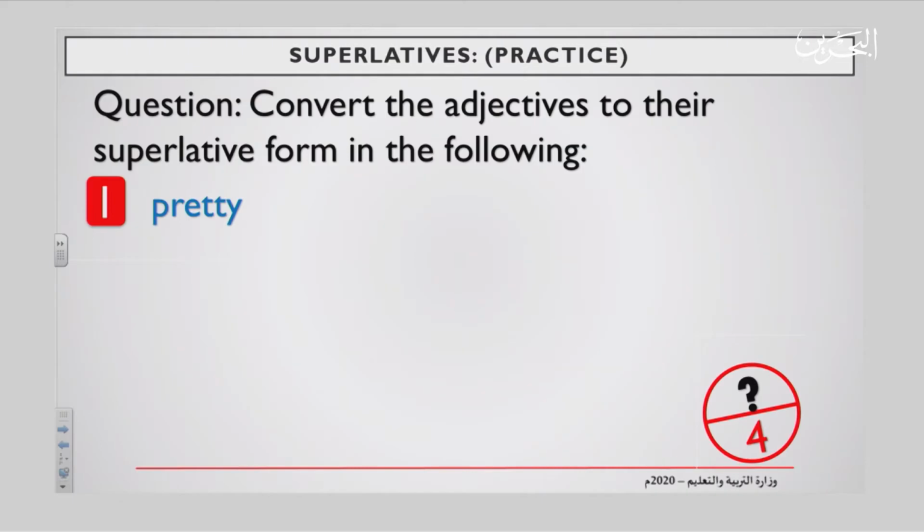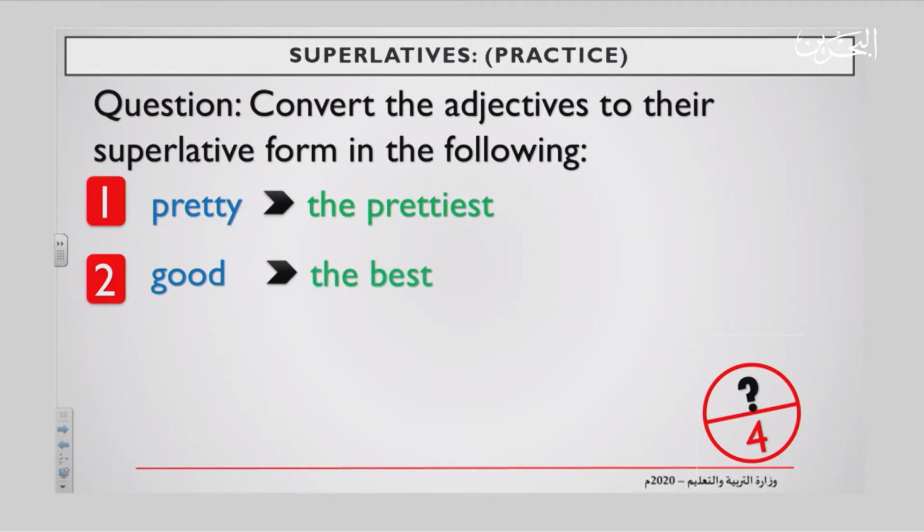Let's take a look. The answer is the prettiest. Pretty is a two-syllable adjective that ends in Y. That is why you have to cross out Y and add I. Number 2, good. All right, let's take a look. Good becomes the best, because good is a common exception. Number 3, fit.